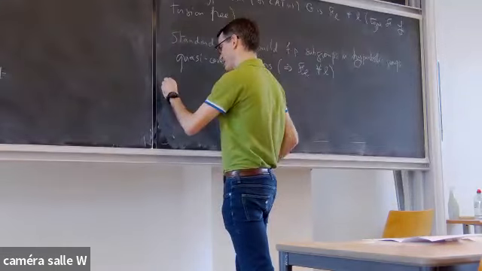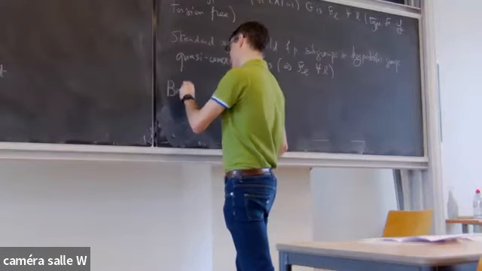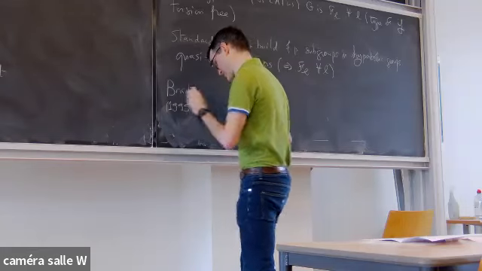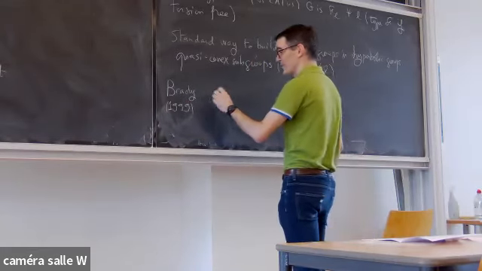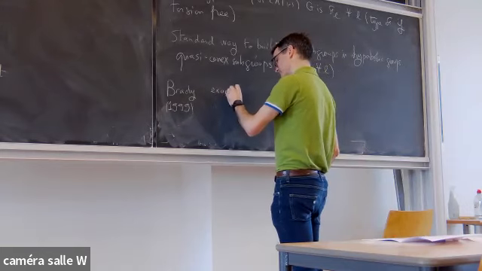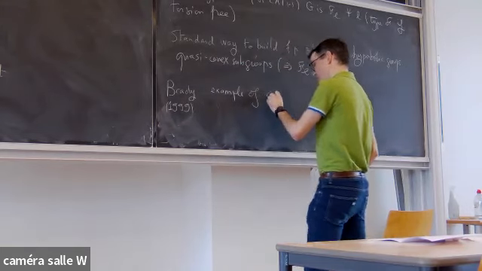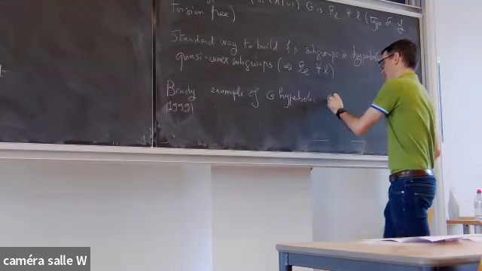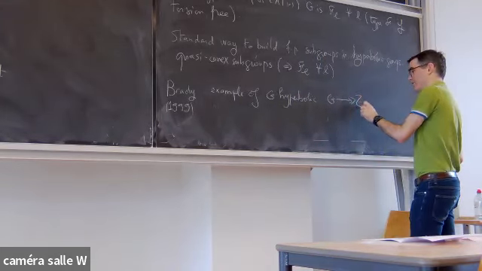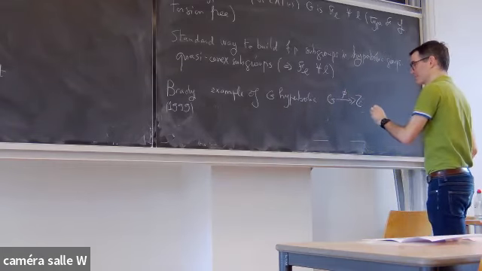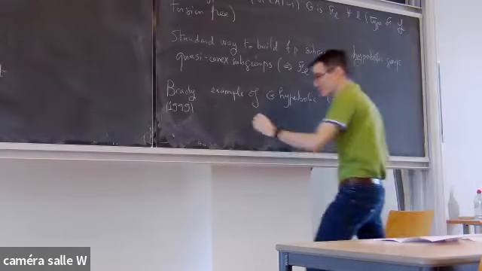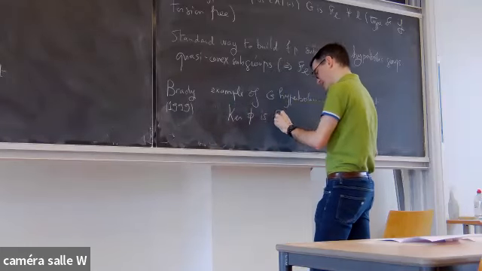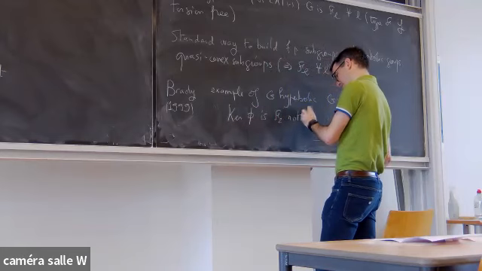So I think Brady in '99, following an idea and suggestion of Gromov, gave an example of a G which is hyperbolic, and a map to Z, such that the kernel is finitely presented and not F3.